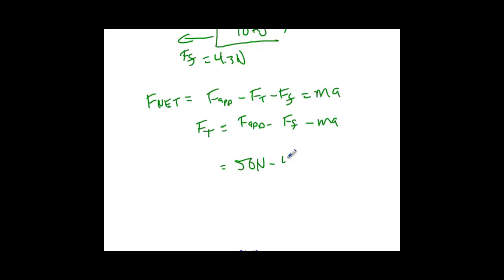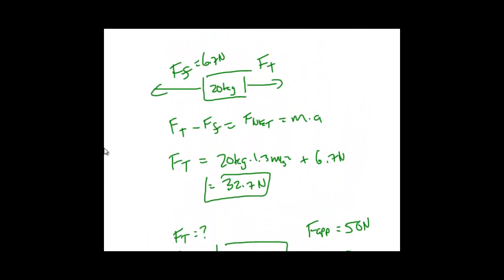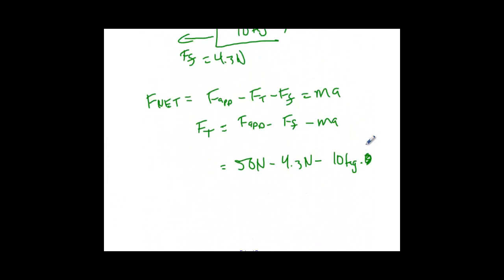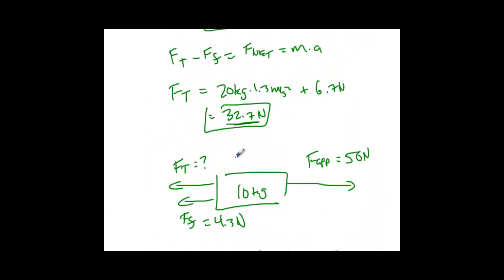So 50 newtons minus the 4.3 newtons minus his 10 kilograms times his, what was this number here, 1.3? Here's hoping it works. 50 minus 4.3 minus 10 times 1.3. I got an answer of 32.7 newtons, which, if I go back up, was the tension in the rope the other way.